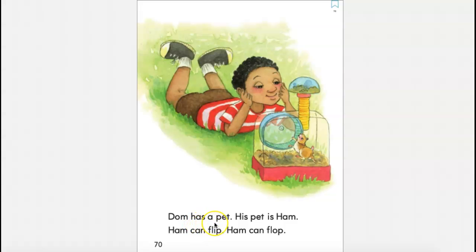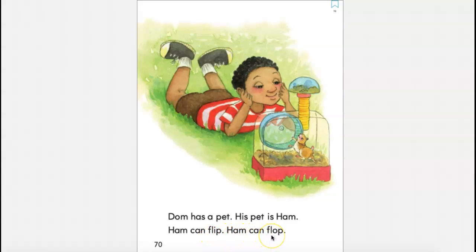Dom has a pet. His pet is Ham. So let's read that together. Dom has a pet. His pet is Ham. Ham can flip. Ham can flop. Let's read that together. Ham can flip.